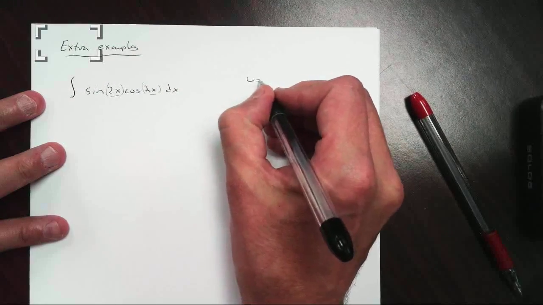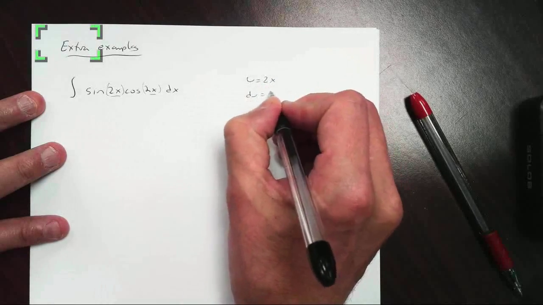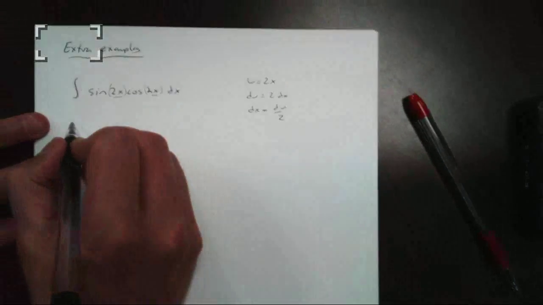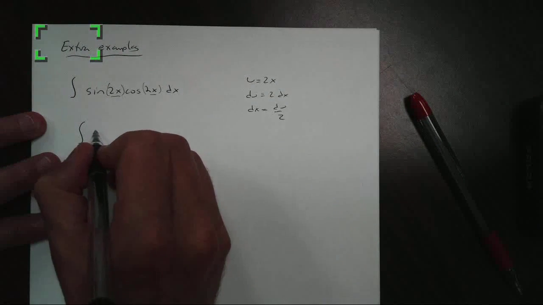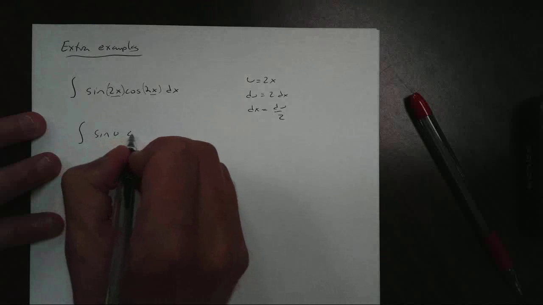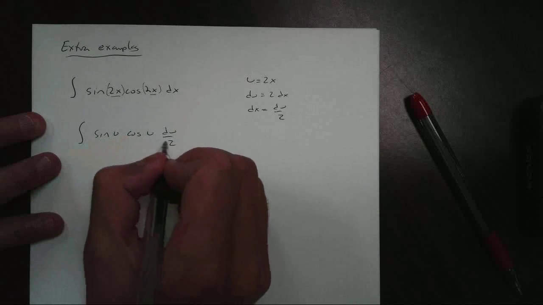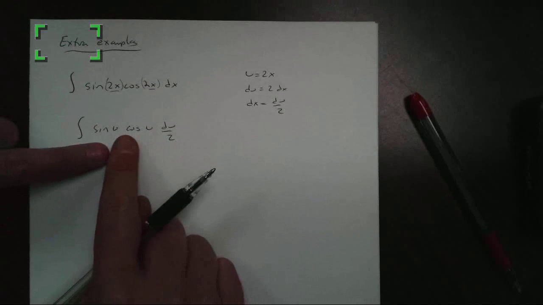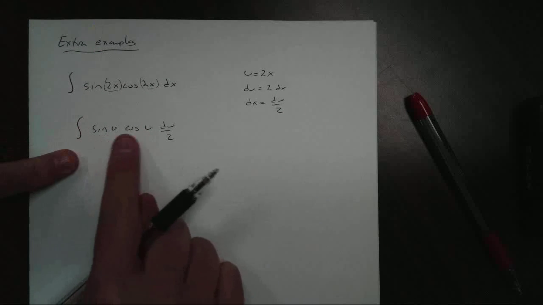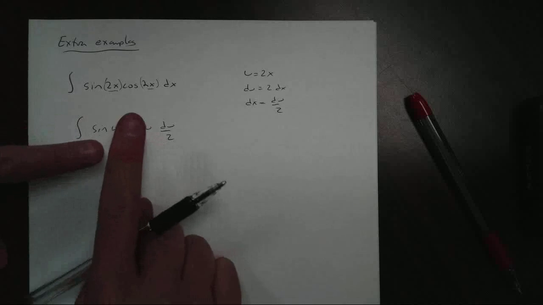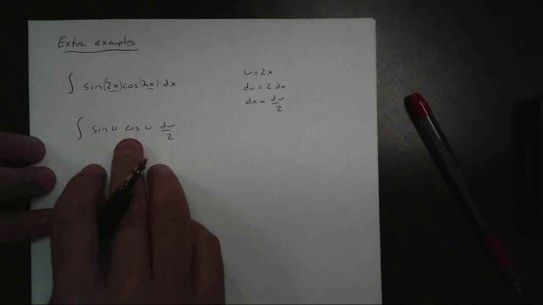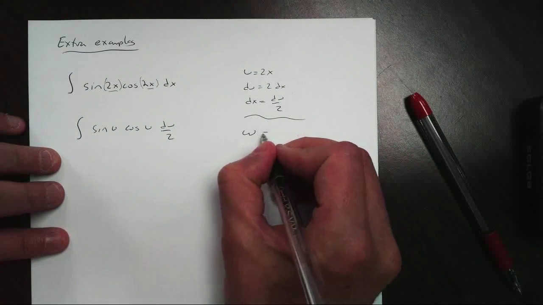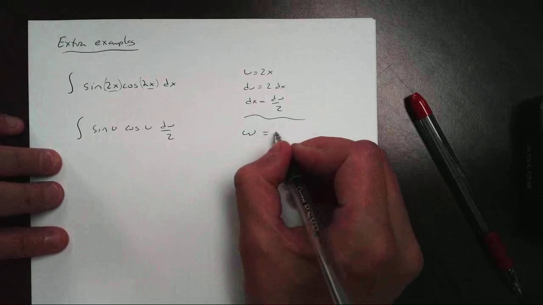Ready? You get u equals 2x, du equals 2dx, dx equals du over 2. So when I plug it in, I get this: sine u, cosine u, du over 2. But if you notice, I'm running into the same exact problem that I had on the last one. I can't take the antiderivative of sine and cosine independently of each other like this. There's no product rule. So I have to use U substitution again. In this case, we call it W substitution.